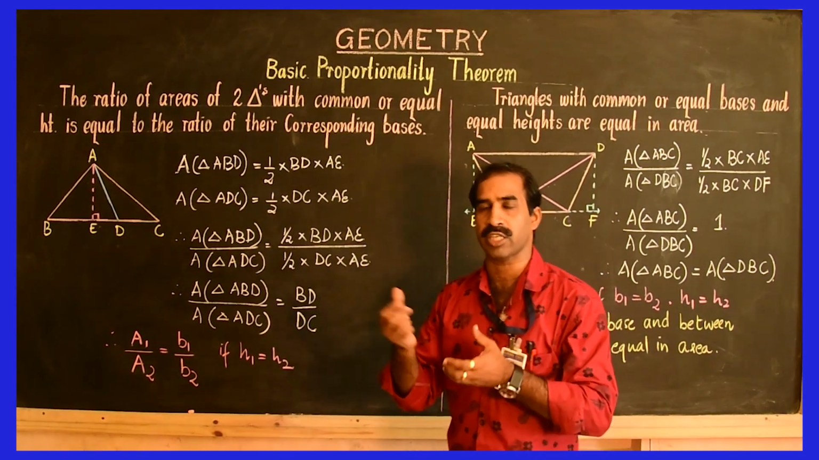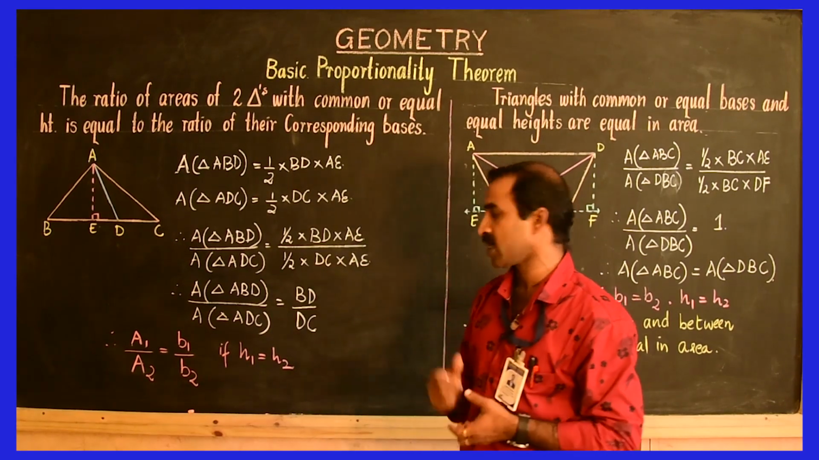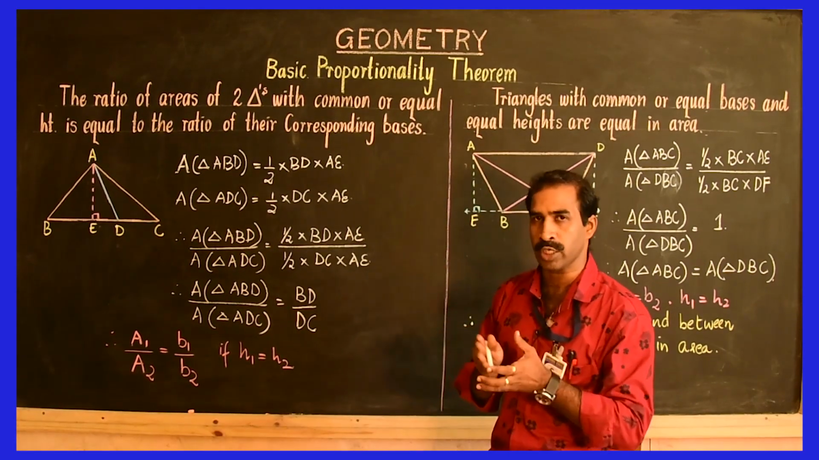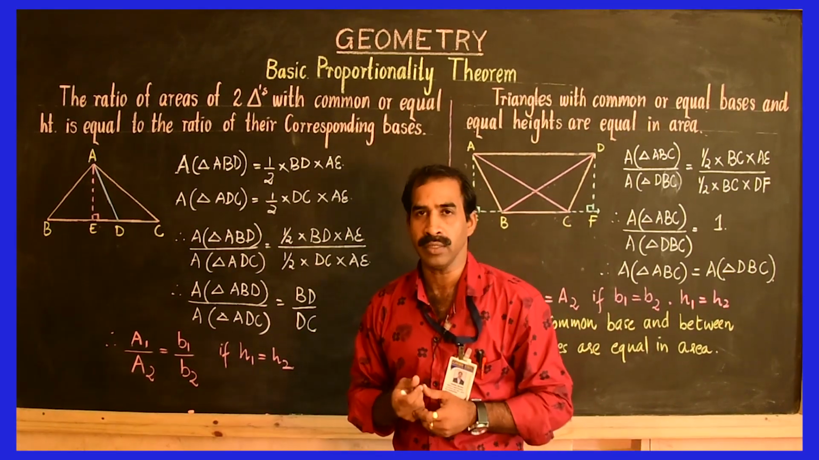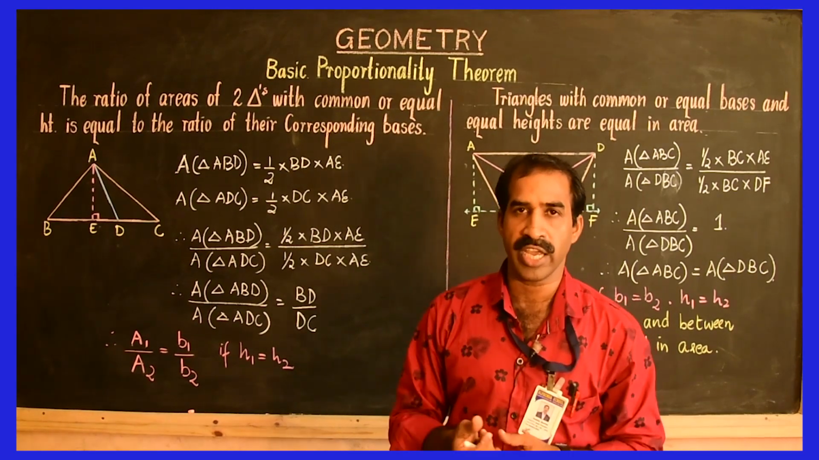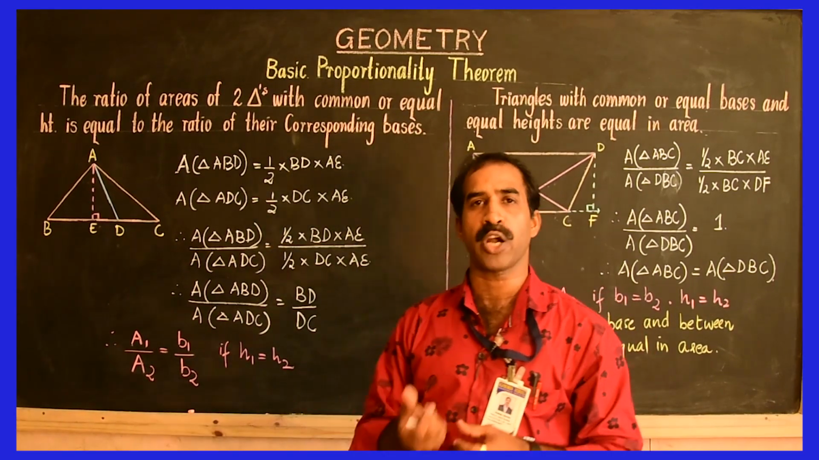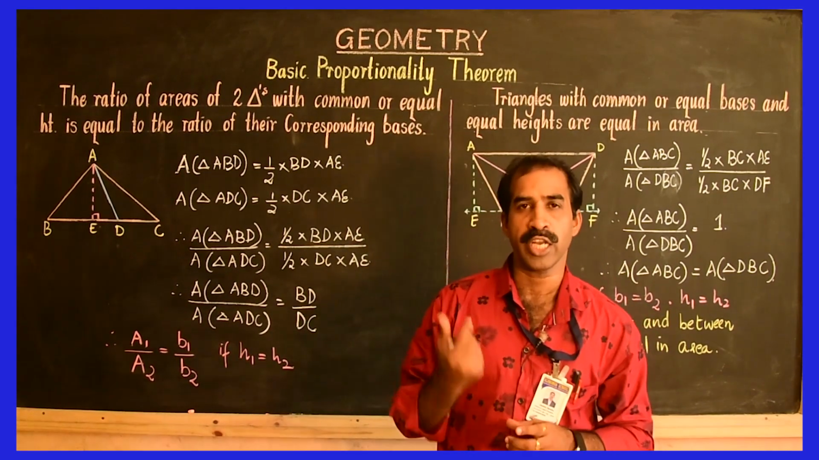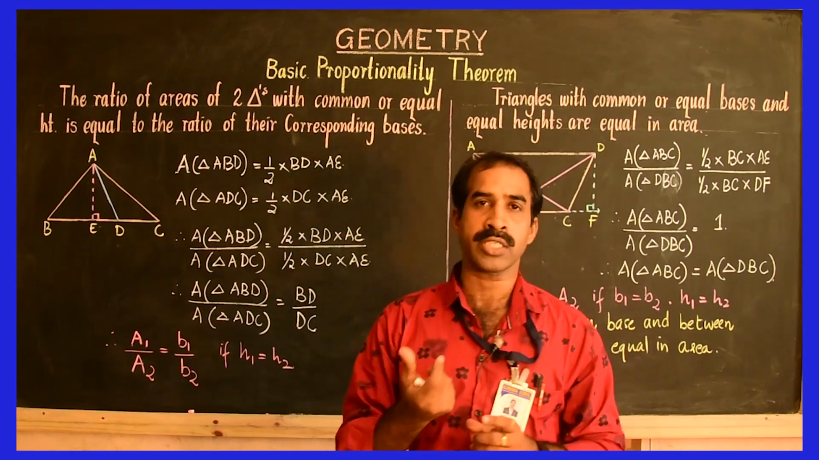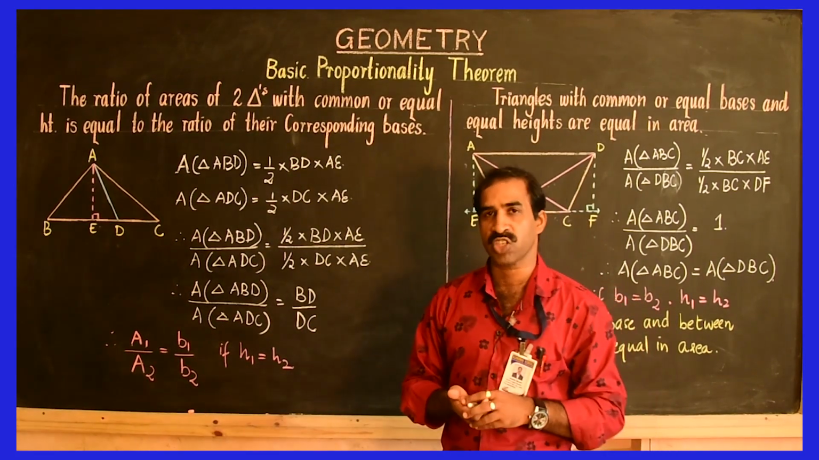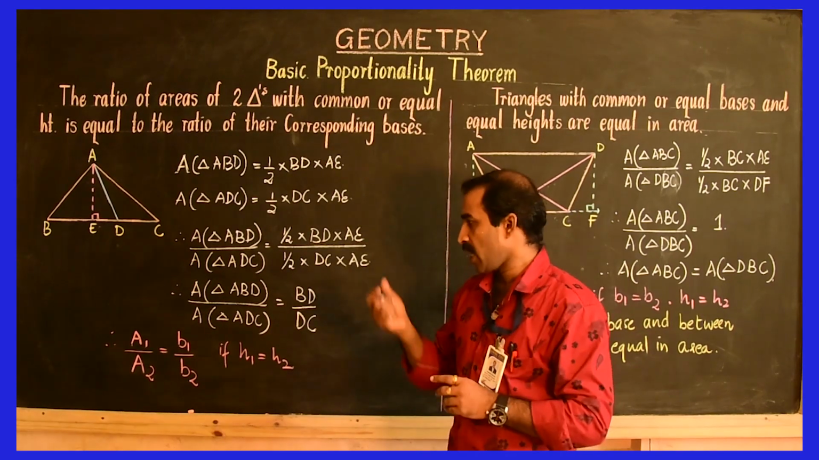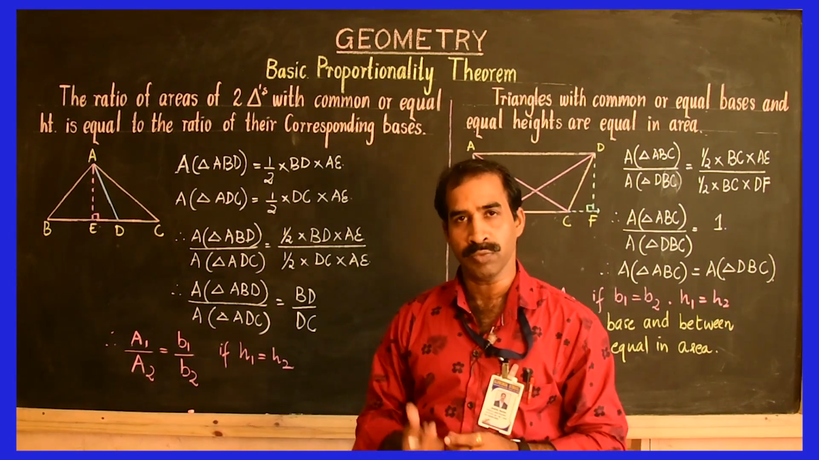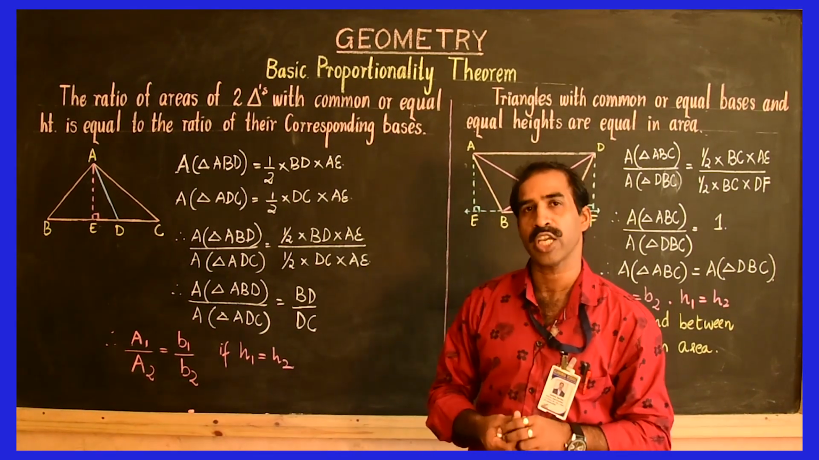That is, BD is the base for triangle ABD, DC is the base for triangle ADC. Now in short, if A1, B1 and H1 are the area, base and corresponding height of the first triangle, and A2, B2 and H2 are the area, base and corresponding height of the second triangle, then A1 upon A2 equals B1 upon B2 if H1 equals H2.